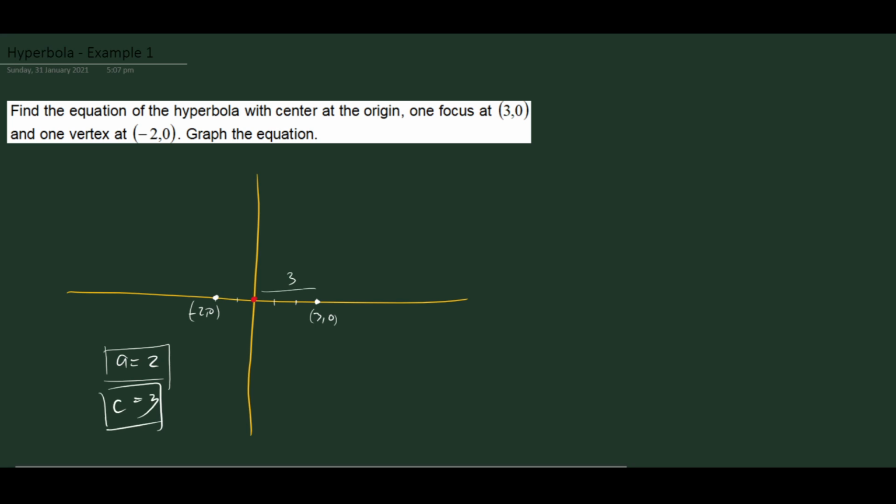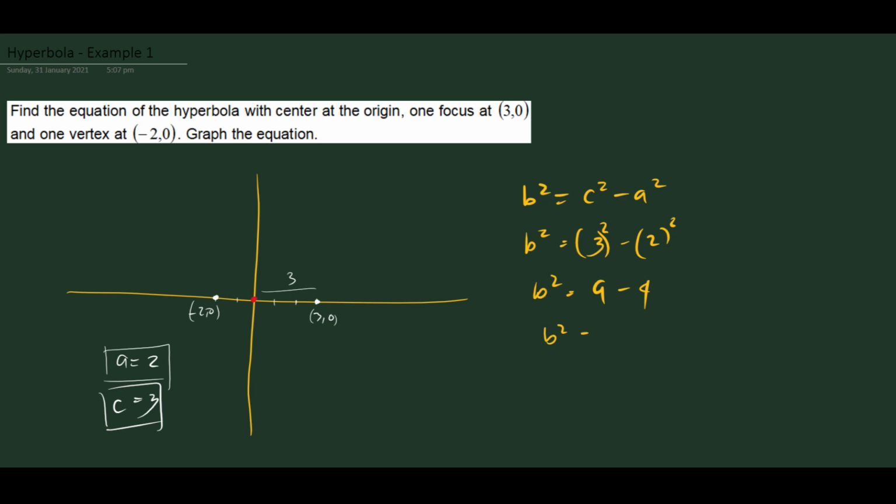Now, if we recall, what is the relationship between a, b, and c for a hyperbola? We have b squared is equal to c squared minus a squared, right? So we can then substitute: 3 squared minus 2 squared. b squared is equal to 9 minus 4, so b squared is equal to 5, and then b is equal to plus or minus the square root of 5. So there you have it.